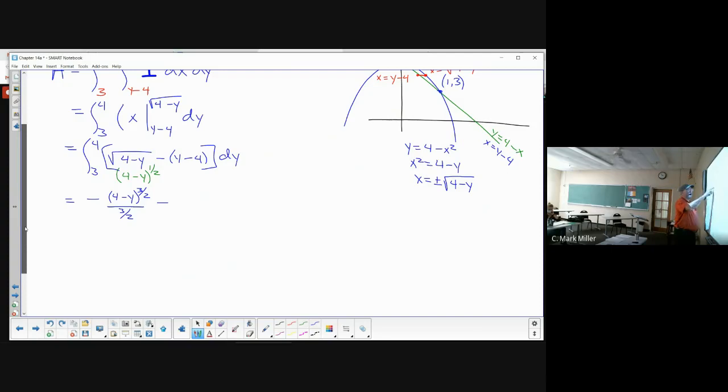Minus, the y has the minus, so it's going to be y squared over 2. The 4 is a plus 4y, all integrated from 3 to 4. Yuck. Now I'm going to do something else first. I'm going to rewrite this 3 halves and put 2/3 up front. So that's going to be minus 2/3 times 4 minus y to the 3 halves, minus y squared over 2, plus 4y, from 3 to 4.